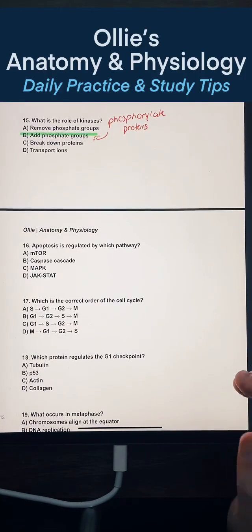Number 16, apoptosis is regulated by which pathway? A, B, C, or D?